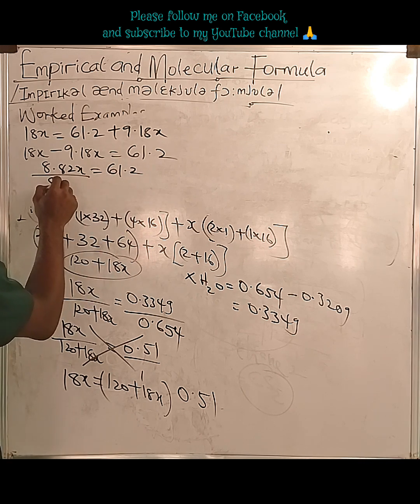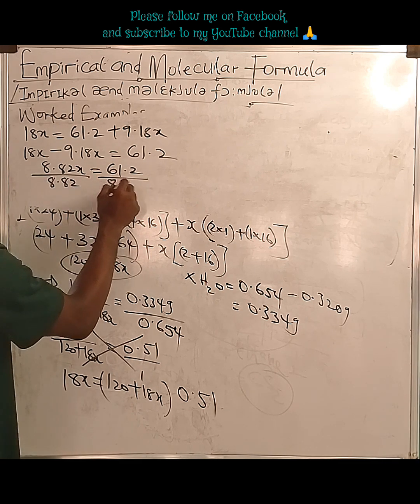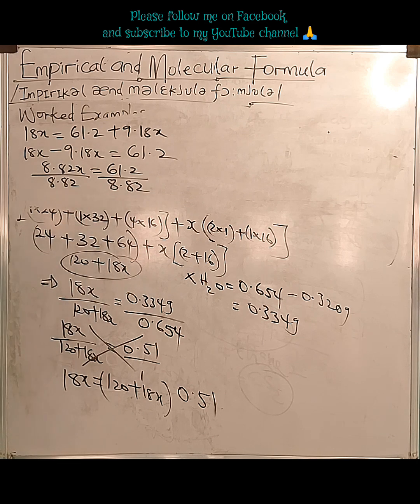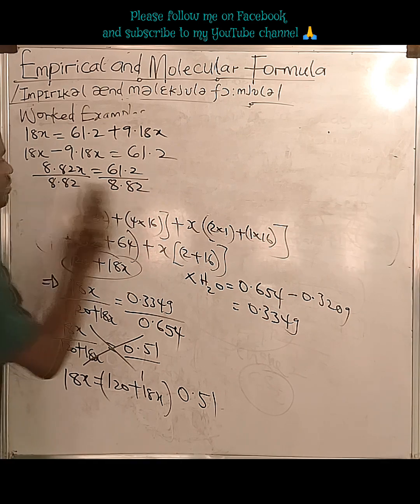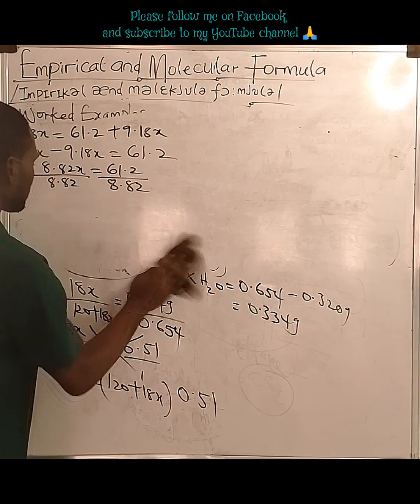Divide both sides by 8.82. So we're almost there. We've almost gotten what we want, using another method, this alternative method.